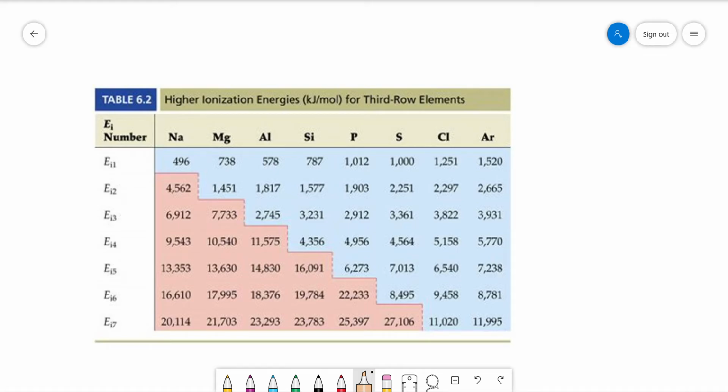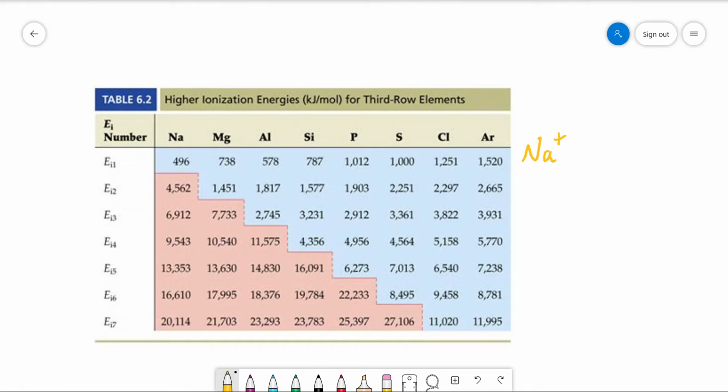Okay, this is the last video about ionization energy. In this video, we're going to talk about, like this table says, higher ionization energies. Talk about the first ionization energy, the second ionization energy, the third ionization energy, and so forth. So let's just talk about what that means, first of all. Okay, the first ionization energy we already talked about.